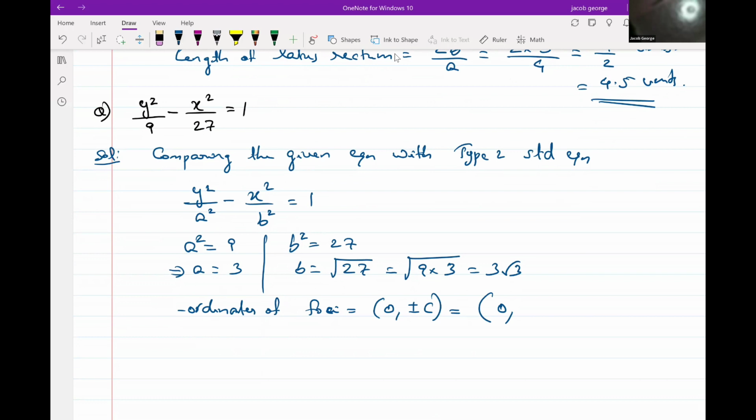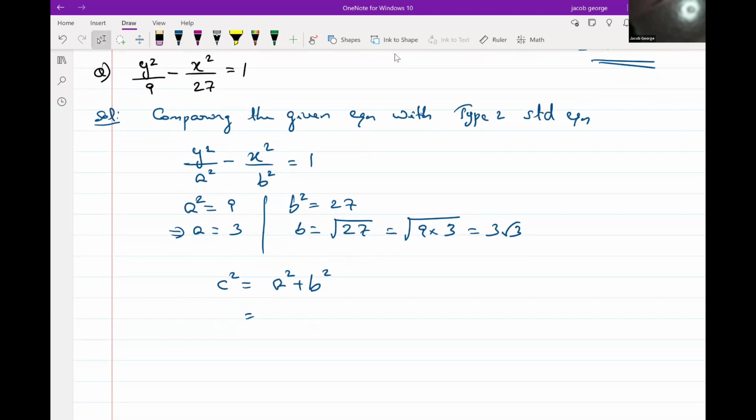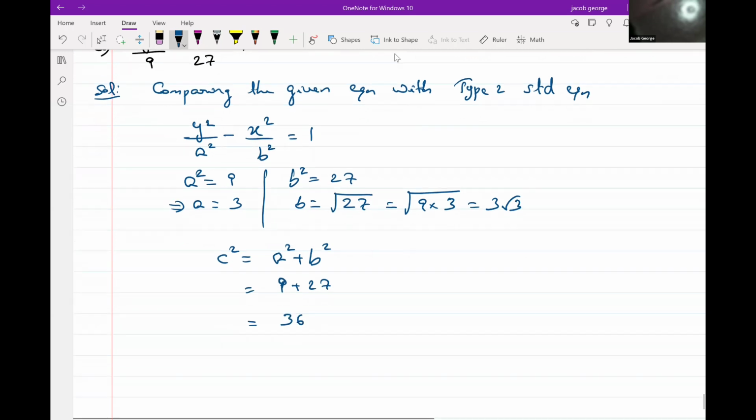So one more step, I write c square equal to. What is the formula? c square equal to a square plus b square. In both types of hyperbola, c square equals a square plus b square. Then can you calculate, a square is 9 plus 27. What is 9 plus 27, children? 36. So c is equal to root of 36, that is equal to 6. So please find c. Then you can easily write the coordinates of foci.